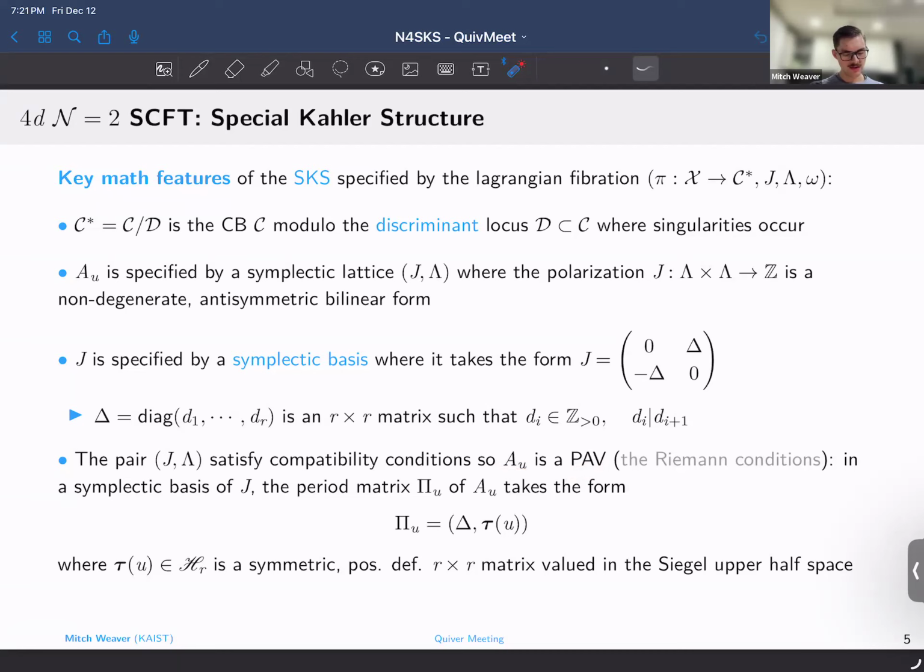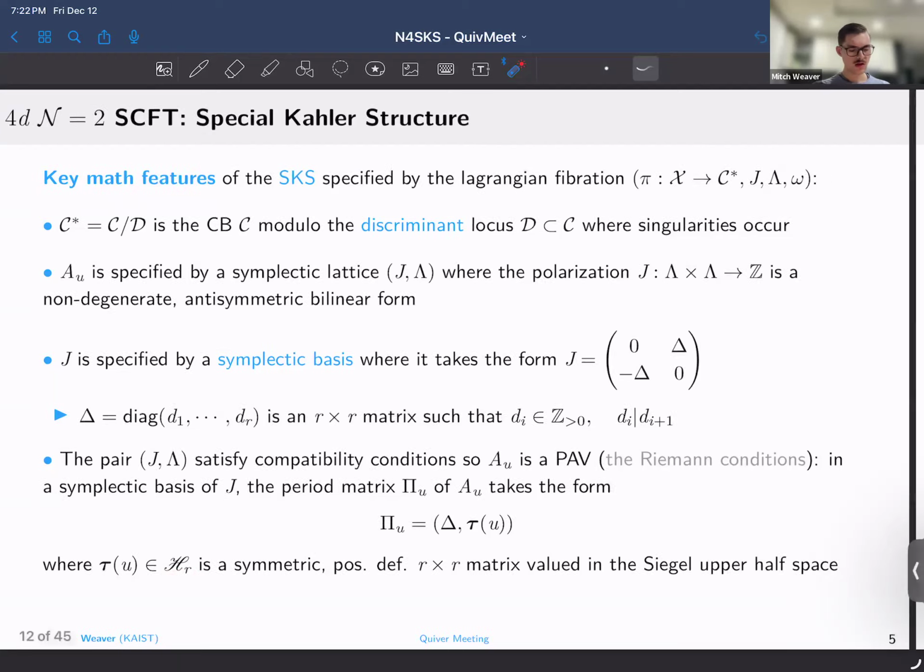And when you're in this kind of symplectic basis where these Riemann conditions are defined, A_μ has a period matrix, and it takes the following form, and it can be written with respect to this matrix delta here, where these integers are typically called the invariant factors. And then we also have this other part of the period matrix, which defines the complex structure of the fiber, and it's a symmetric positive definite R-bar valued matrix, so it's valued in the R complex dimensional Siegel upper half space.